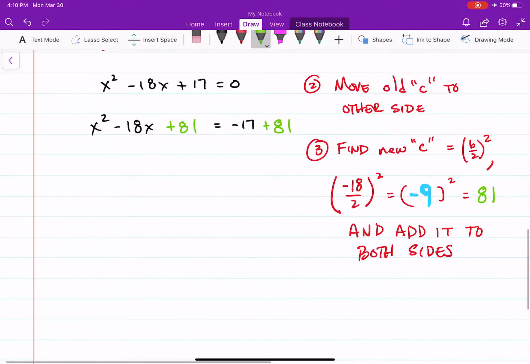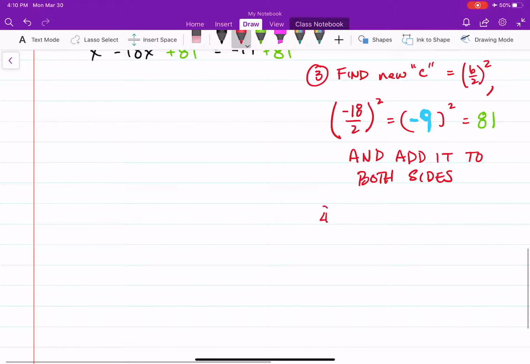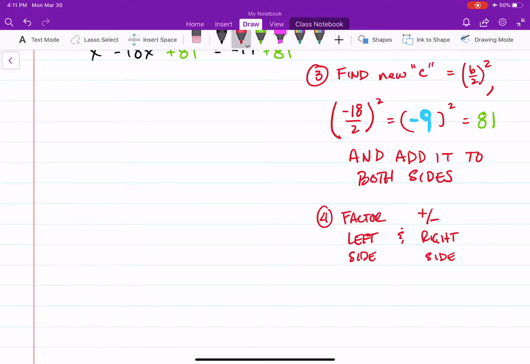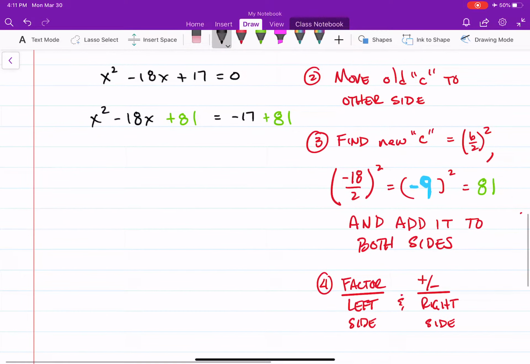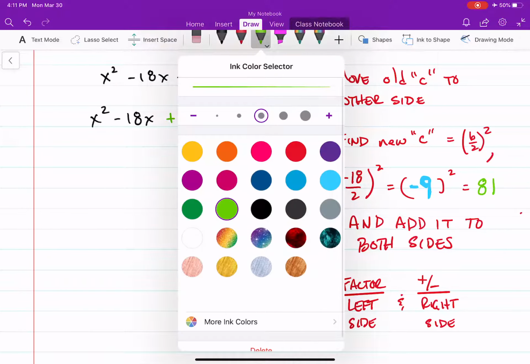So, question is, what is step 4? Well, step 4 is to factor the left side and to add or subtract the right side. There we go. All right. So, factoring the left side is actually pretty easy. The work is already done for you, okay? It's already done for you.